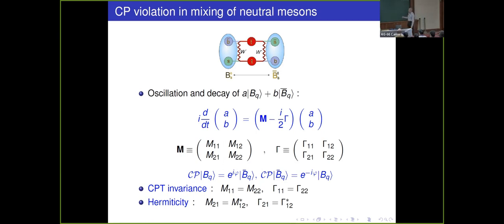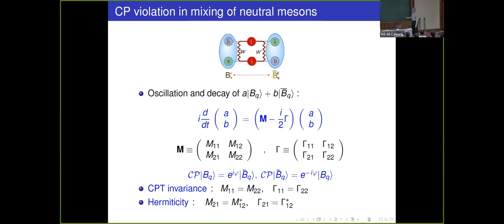mix amongst each other. If you want to write the Schrodinger equation, h cross is 1, of course. You write i d by dt of this state, which consists of B0 and B0 bar. This is B0 and B0 bar. This is the effective Hamiltonian. And this Hamiltonian will have a part which is called the dispersive part, which is M, that's Hermitian. And this part, gamma, corresponds to the decay, and this is also called the absorptive part.